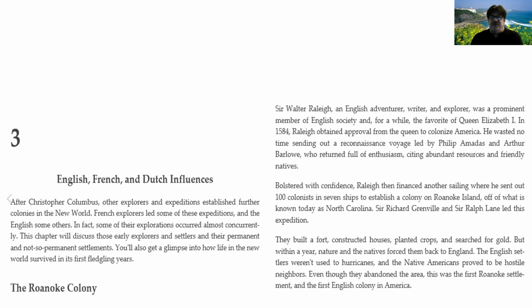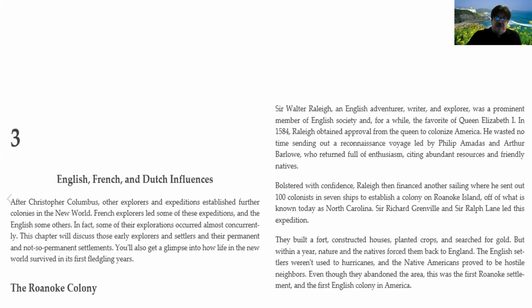And then within a year, nature and the natives forced them back. So nature in the form of hurricanes and strong weather that they were not used to. And then the Indians proved to be a little hostile, as they say later, which means maybe a little violent, prone to attacking. So they abandoned the area, which means they left it.